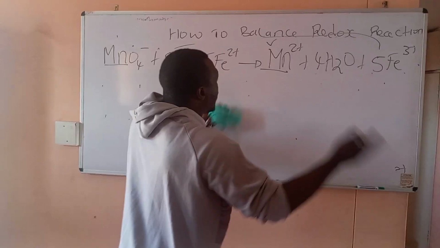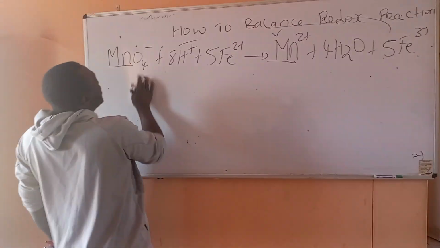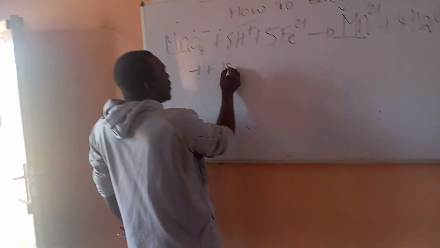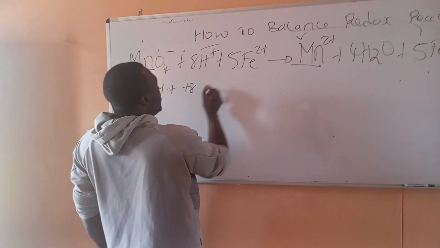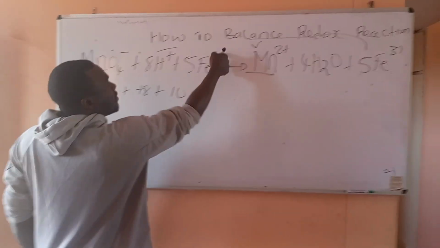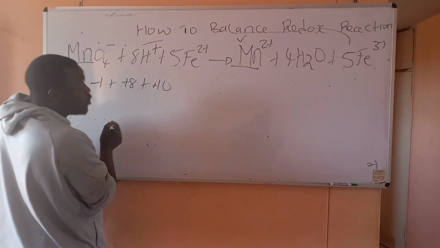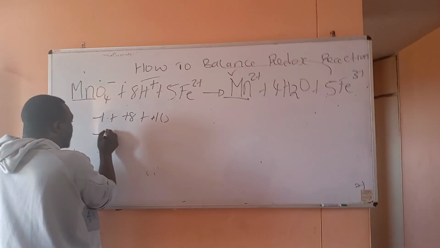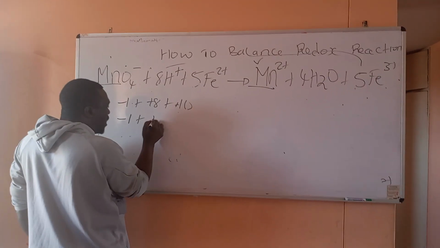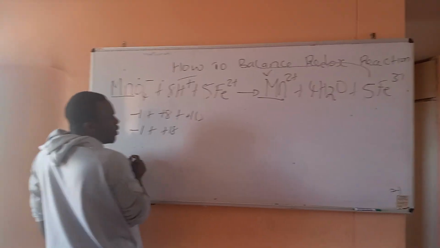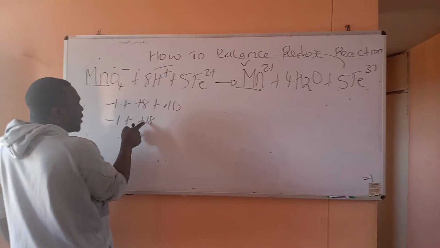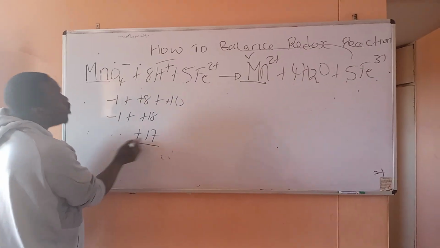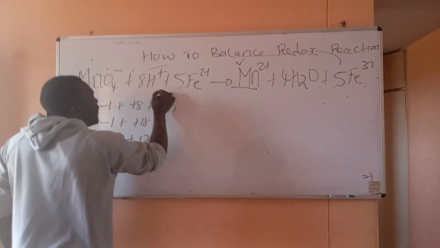Let's look at the charges now. Let's look at the overall charge. Minus, here is minus 1. Plus, this times this gives me plus 8. This times this gives me plus 10. So plus 8 plus 10 gives plus 18, with negative 1 giving a total charge of plus 17. So the overall charge here is plus 17.